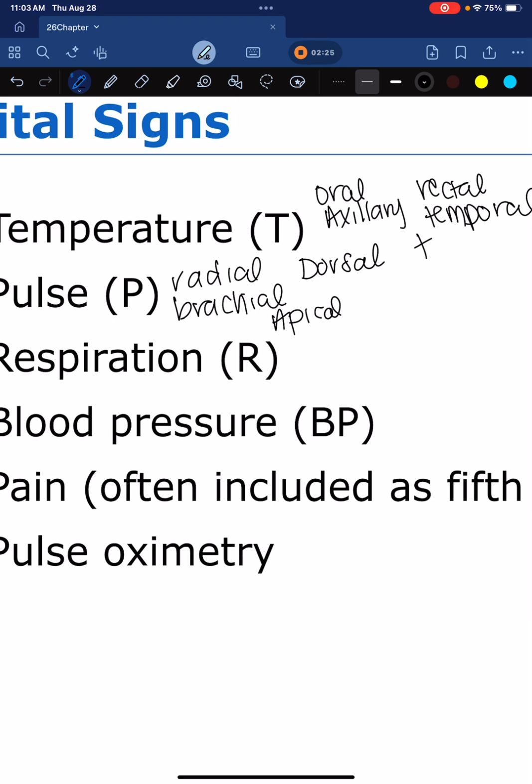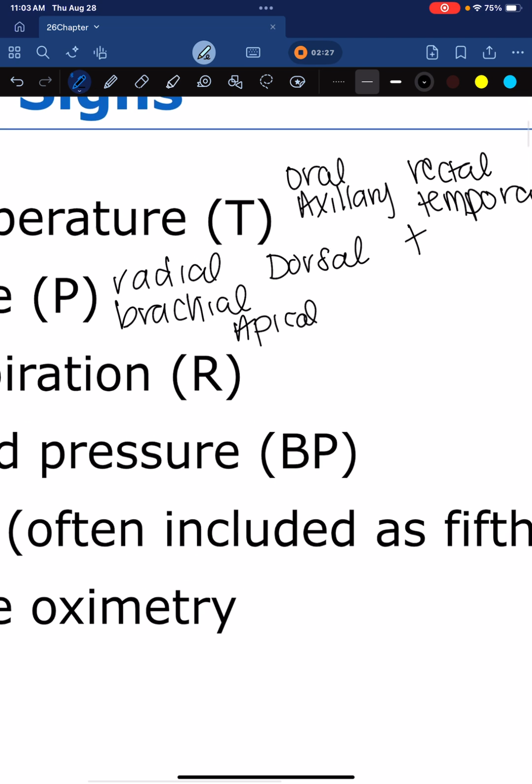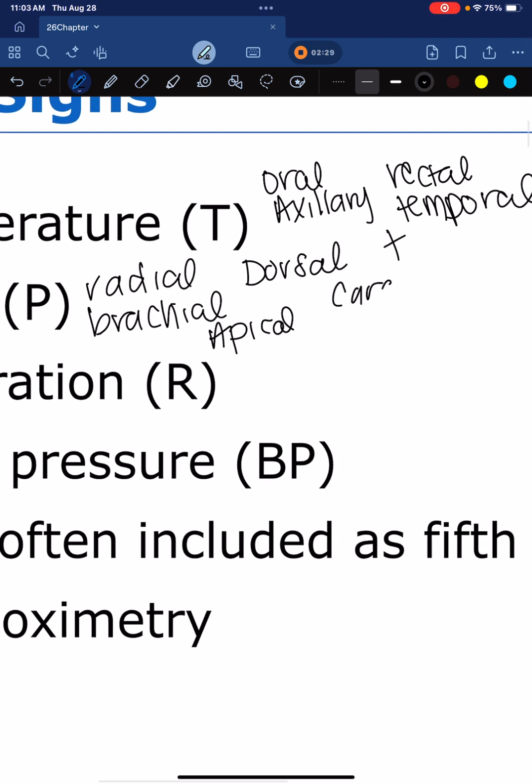Okay, so we have radial, carotid, femoral, apical, DP and TP, so dorsalis pedis. On a child, what's it called? Brachial. Brachial. Can you also feel a brachial on an adult? Yeah. Okay.